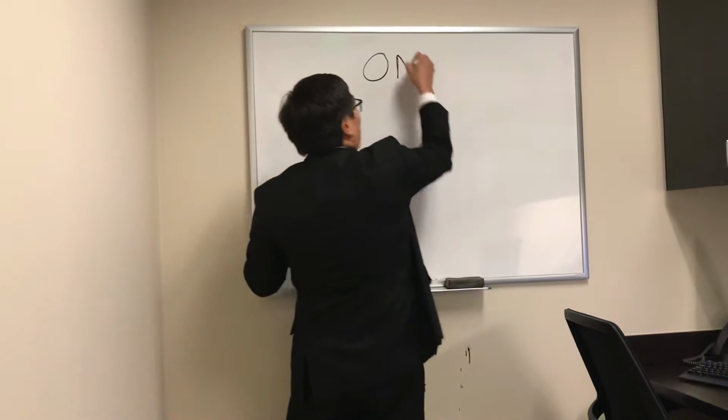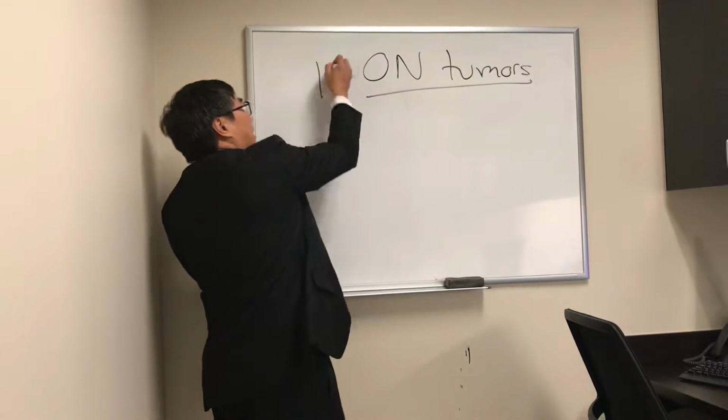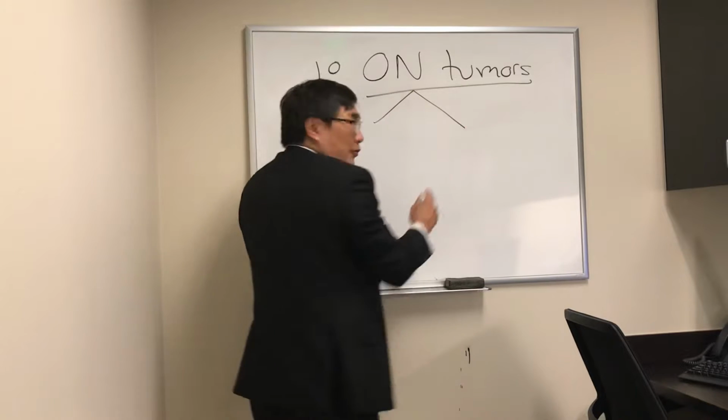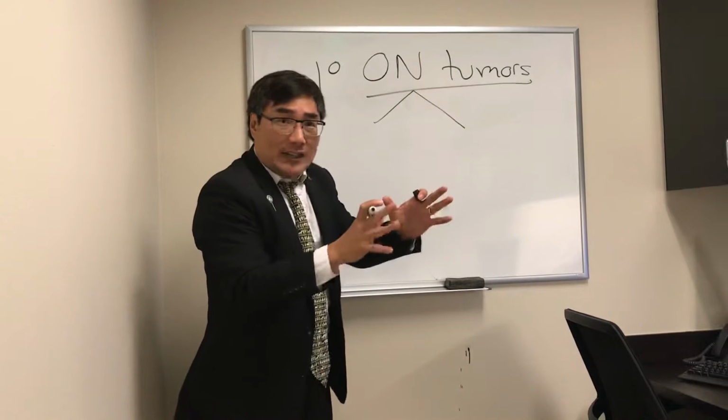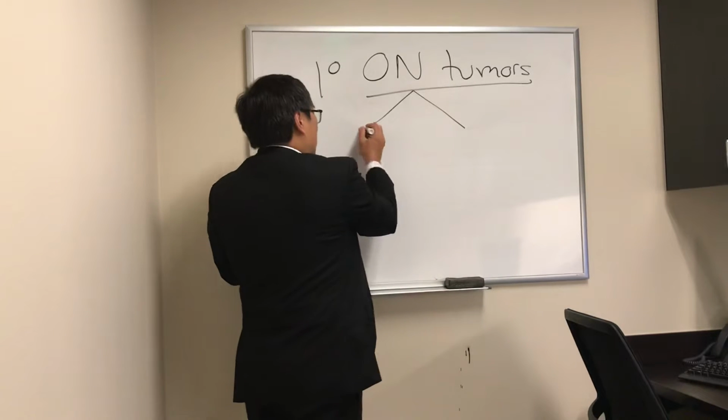We're going to be talking today about optic nerve tumors. And by optic nerve tumors, I'm going to be focusing in on primary optic nerve tumors. The optic nerve really doesn't have a lot of stuff in it. So it can make a tumor out of the nerve itself, and that's going to be a glioma.